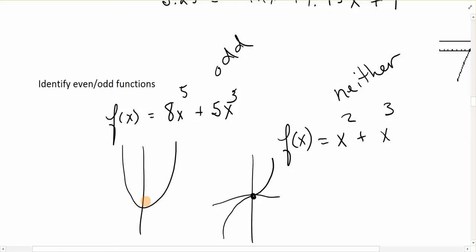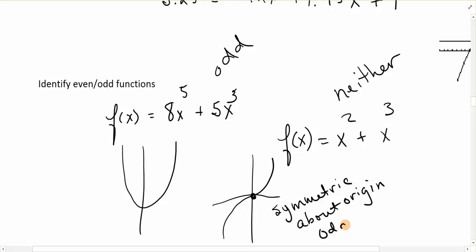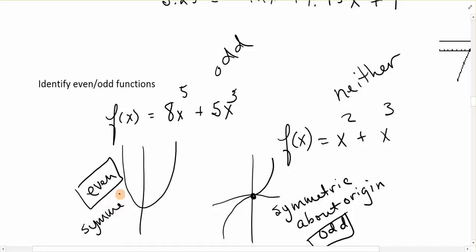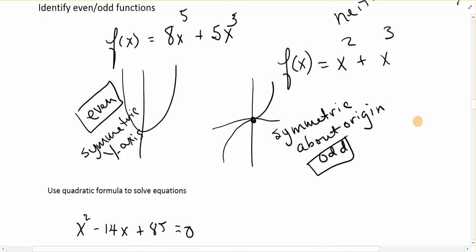Wait, so even is symmetrical with the y? Mm-hmm. The odd was right? Symmetrical with the origin. This is odd. And even is symmetric with the y. Now, none of that has to do with this particular question. We just kind of went a little bit further here. This one's odd, and you can tell that by the exponents.